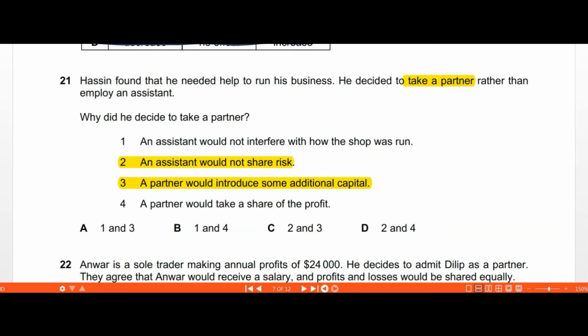Yes, the assistant will just be an employee, he won't be putting in any extra capital or even extra effort to make the business successful. And number four, a partner would take a share of the profit, right? That is a reason too, but when we look at the options, we have option 2 and 3 present in this C part, so we just go with that. So this is the main reason why he decided to take the partner, for number 2 and 3.